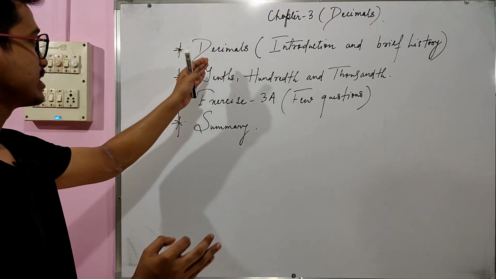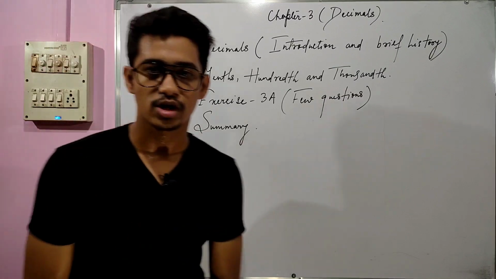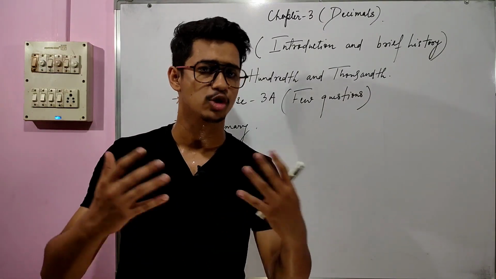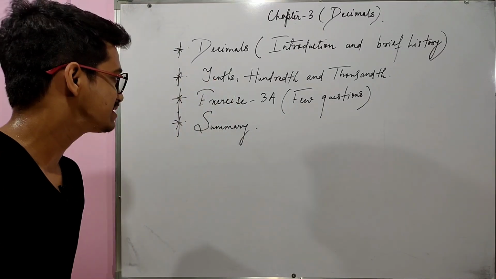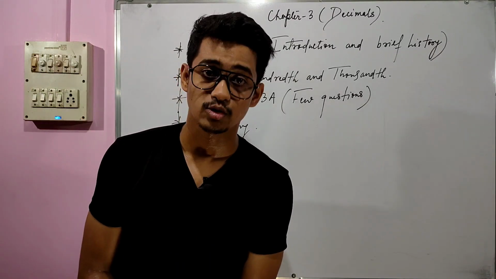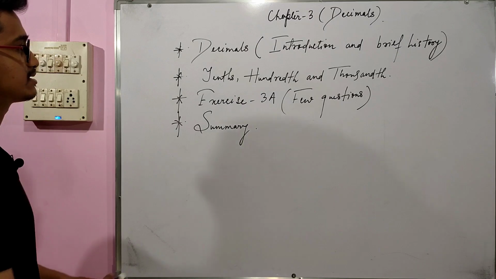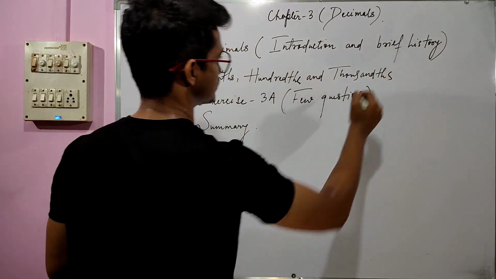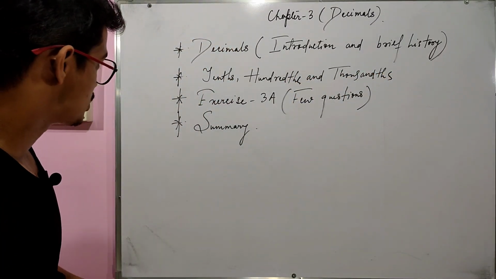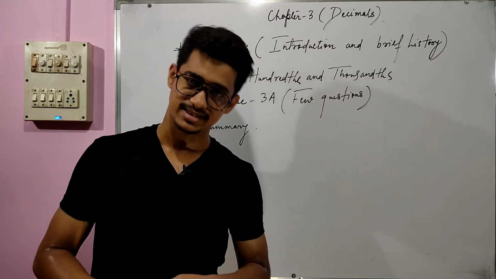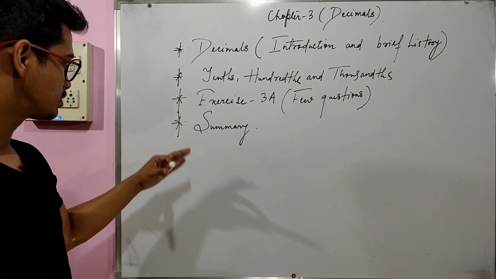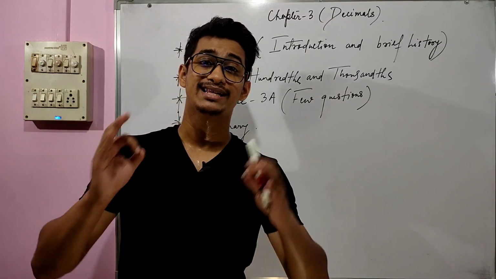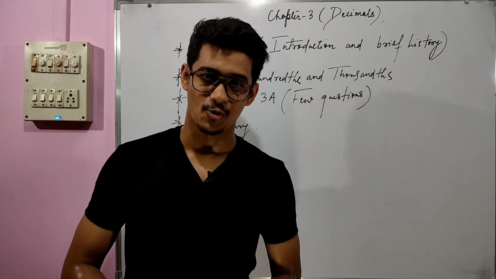First of all, what is it? That is decimal, its introduction and some brief history about it I'm going to discuss with all of you. Then what is the concept behind tenths, hundredths and thousandths? We have to understand all such things, right? And then we will shift into the exercise, that is exercise 3a. A few questions I'm going to solve, and last but not the least, the summary part. So let's understand one by one.